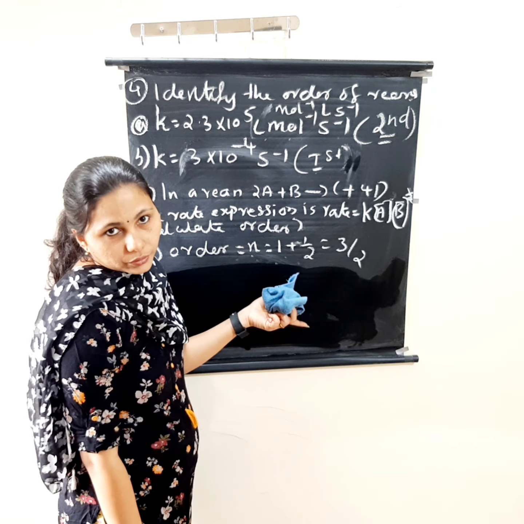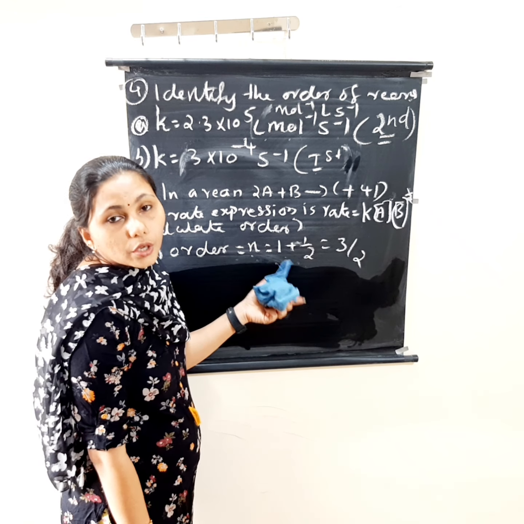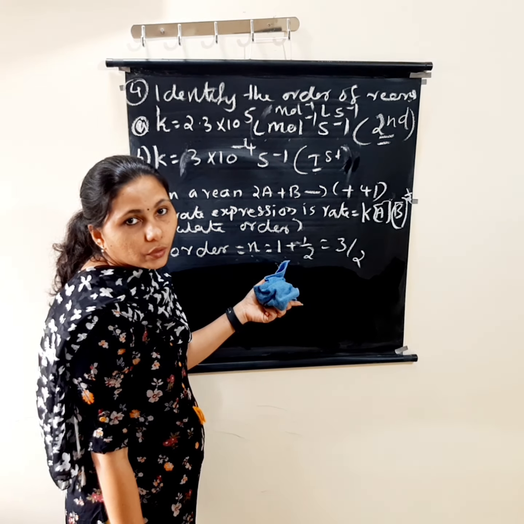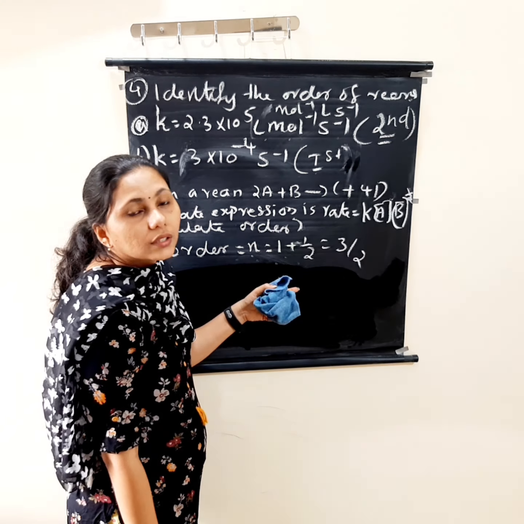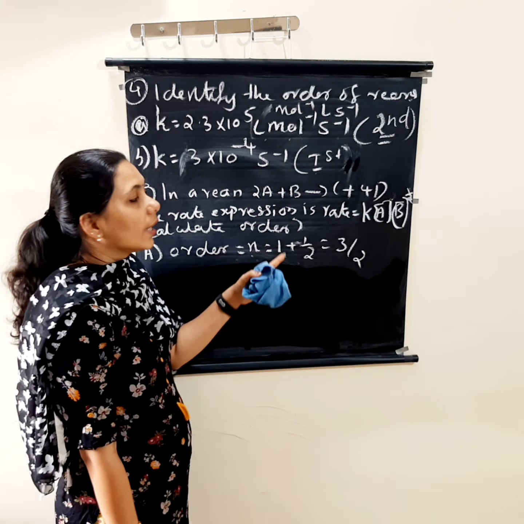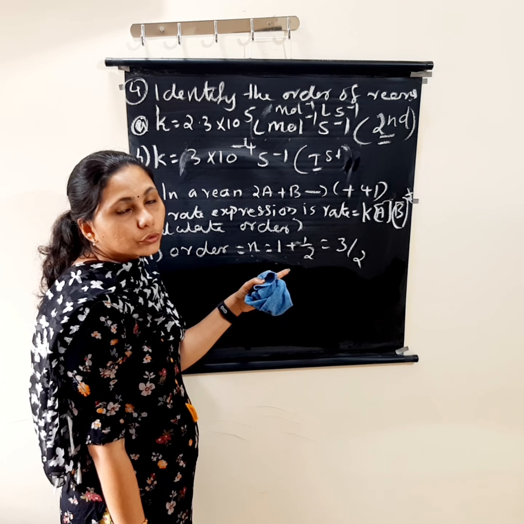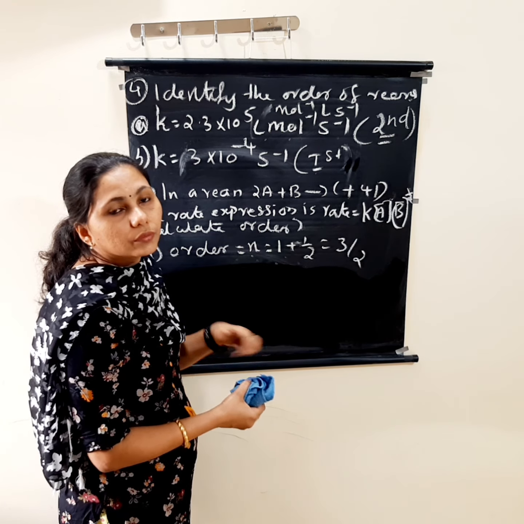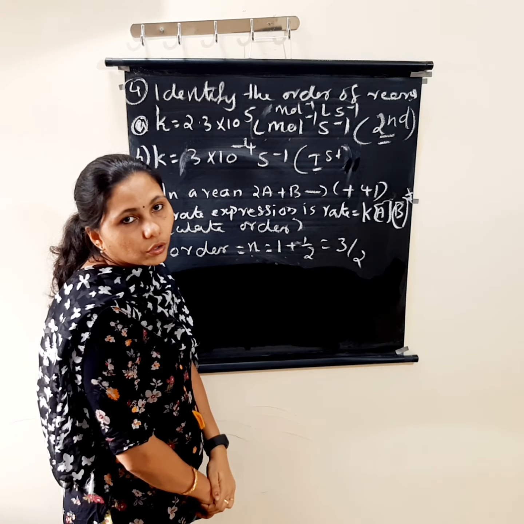So any problem like this, what you have to do? You have to just write down the sum. Then we will get what? The order of the reaction. Clear about this problem? So if they give anything, what you have to do? You have to just find out the sum of the exponents. We will get the order of the reaction.